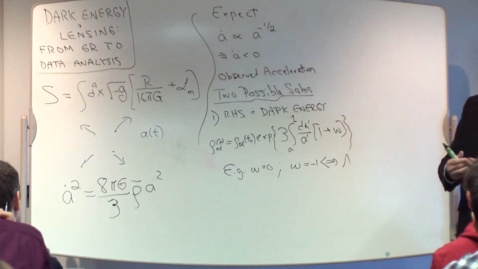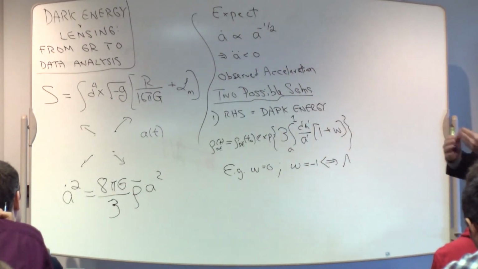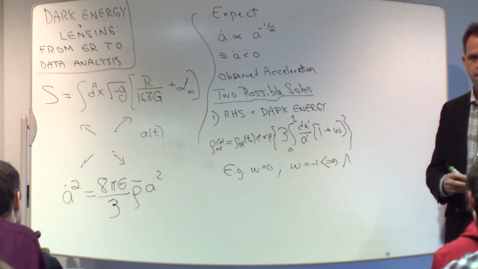So what we're going to do in the next hour or so is use data to derive constraints on the equation of state of dark energy. Any questions about that?